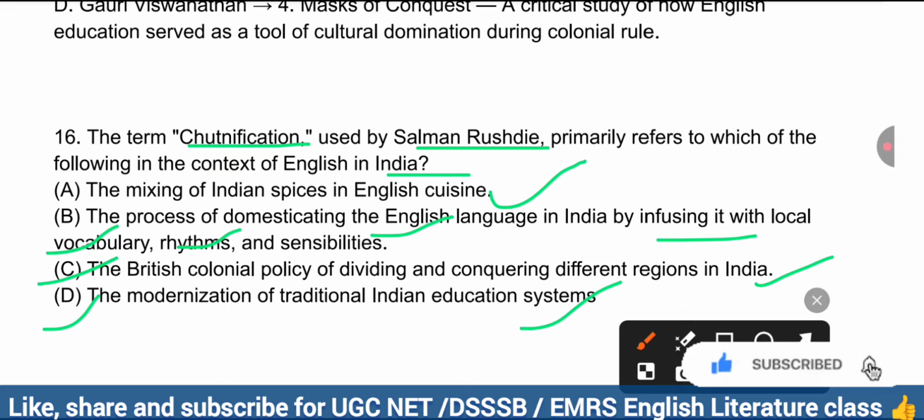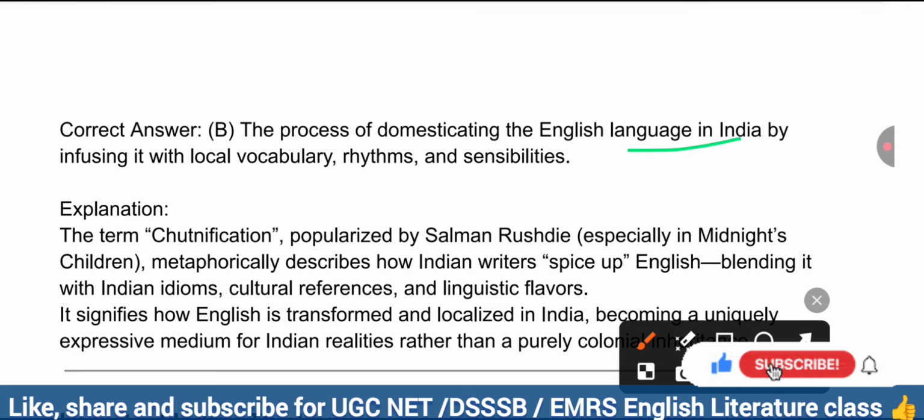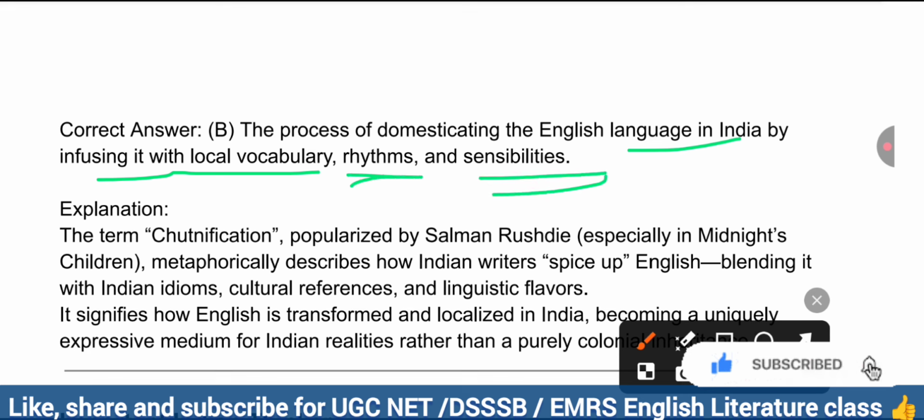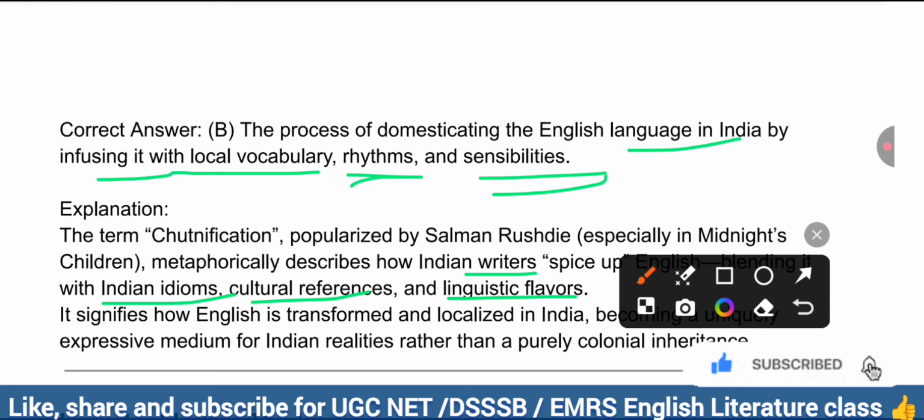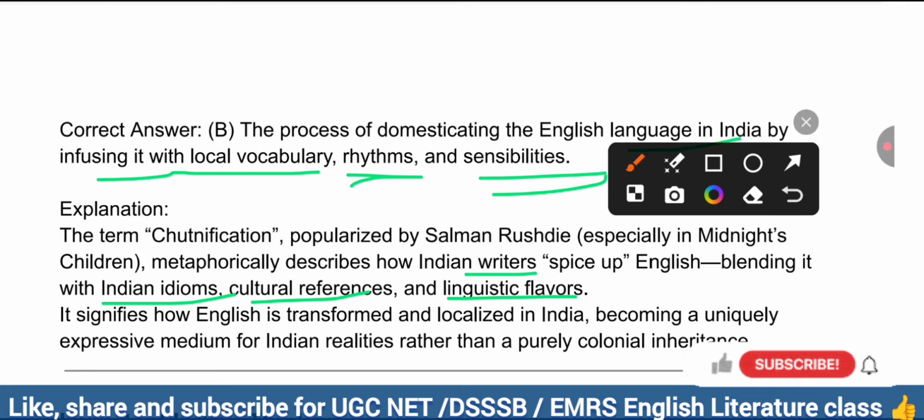What would be the correct answer? The correct answer is option B, the process of domesticating the English language in India by infusing it with local vocabulary, rhythms, and sensibility. The term chutneyfication, popularized by Salman Rushdie, especially in Midnight's Children, metaphorically describes how Indian writers spice up English, blending it with Indian idioms, cultural references, and linguistic flavors. You're adding the Indian flavor, the culture that we follow in India. You can take the example of movies: they have added a lot of flavor of what the audience wanted. So this is what we mean.